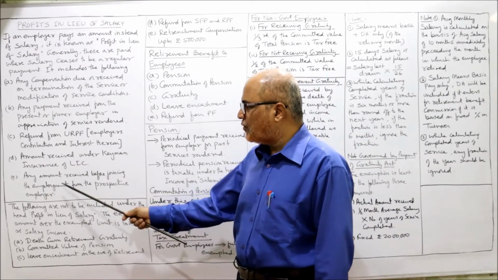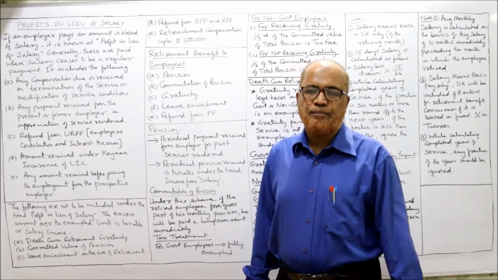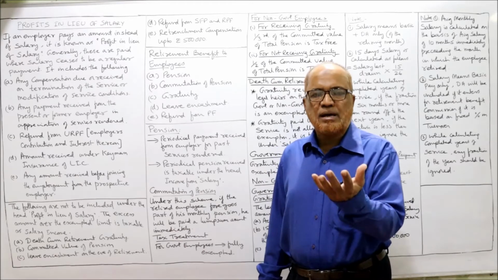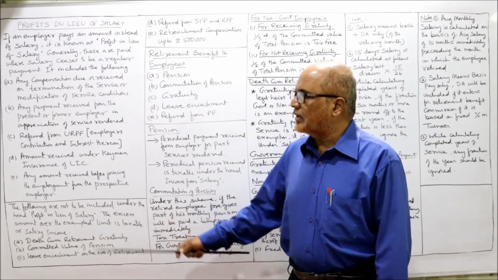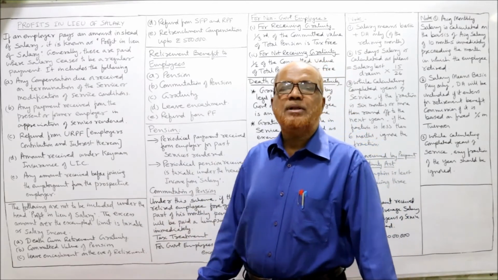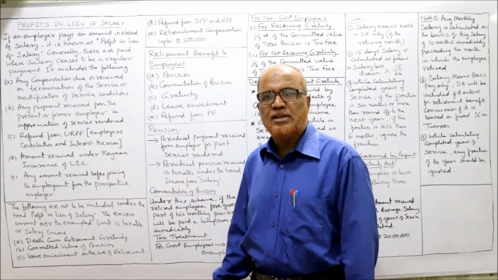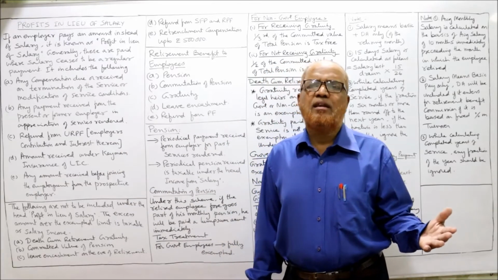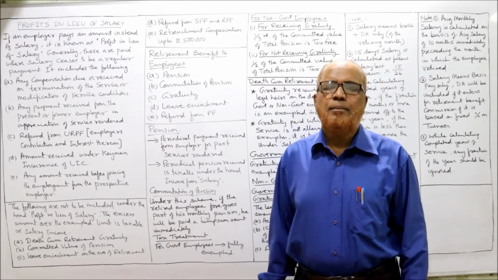Any amount received before joining the employment from the prospective employer, the future employer. If a person receives some amount from the future employer, that will come under this head. So these are a few examples of incomes which come under the head profit in lieu of salary. In problems, we very rarely come across this profit in lieu of salary, but theoretically you have to remember it.